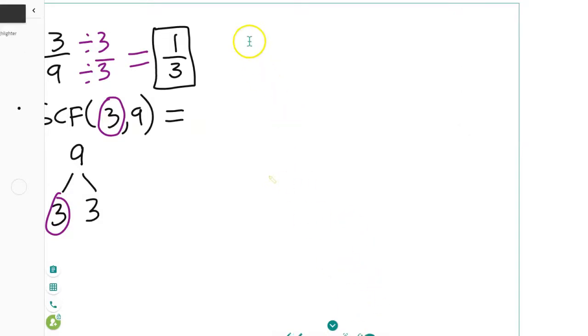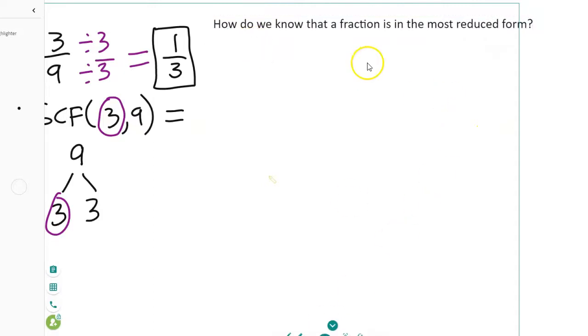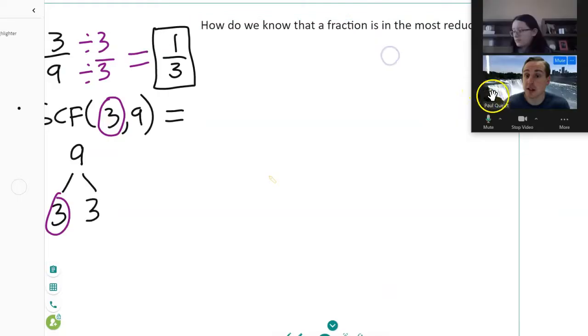So let's actually write that down. How do we know that a fraction is in the most reduced form? It's a good question. How do we know a fraction is in the most reduced form? Let's see if we can answer this.